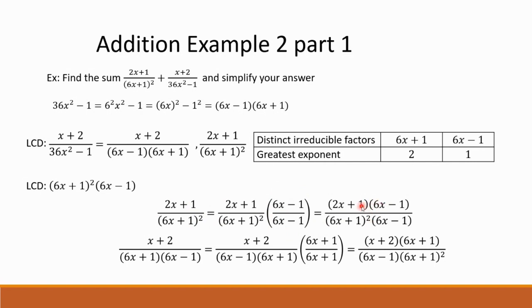Now, for the second one, we did factor the denominator to get this, but we're still missing something, right? We're missing 6x plus 1. Remember, the LCD is 6x plus 1 squared. So you need 2 6x plus 1s. We only have 1. No big deal. We just multiply it in there. Whatever you do to the bottom, you do to the top. So we're multiplying it, as we can see.